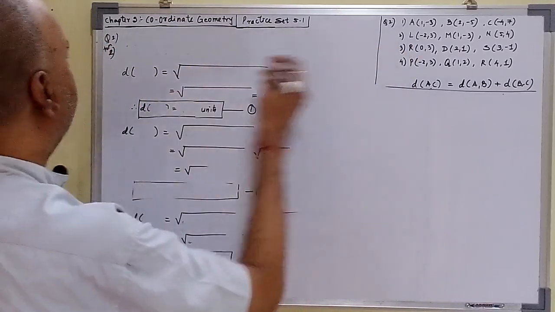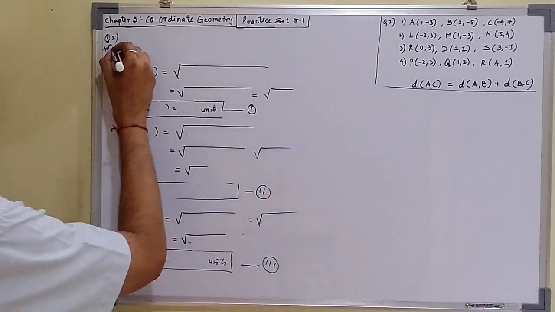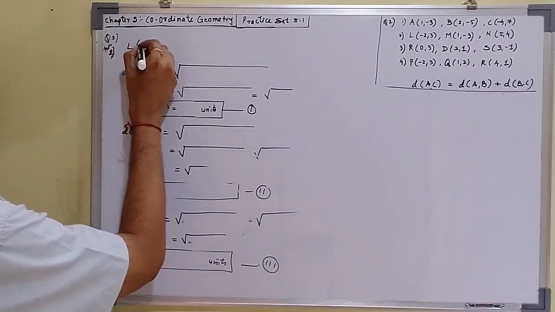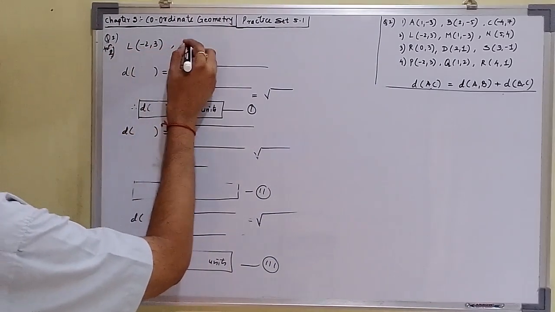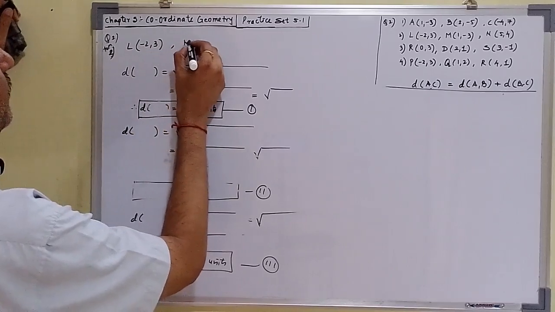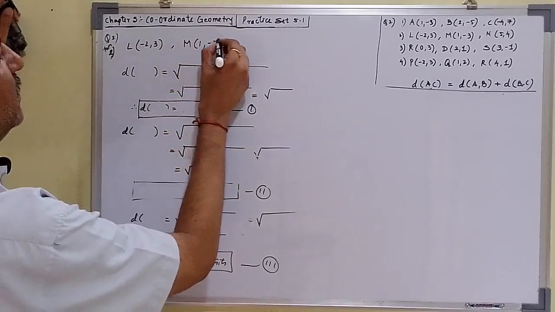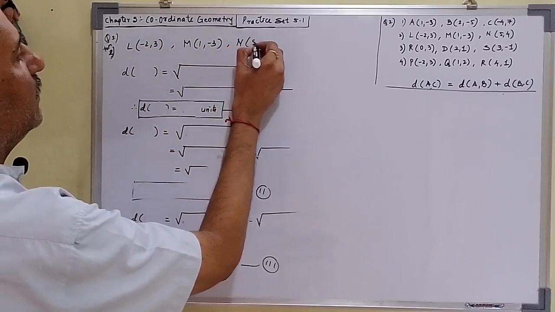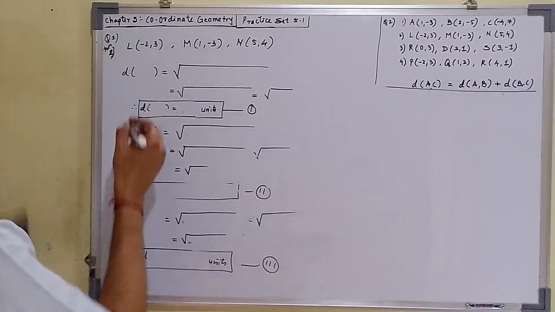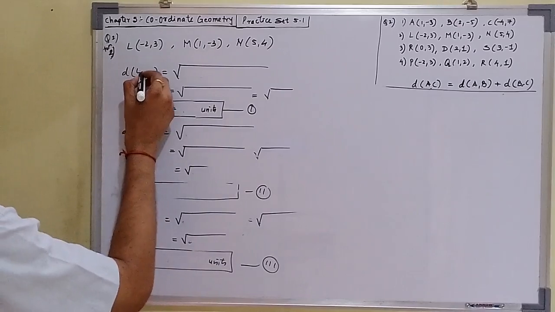Solution 2. How many points are given? The points are L (-2, 3), M (1, -3), N (5, 4). So first we take LM.